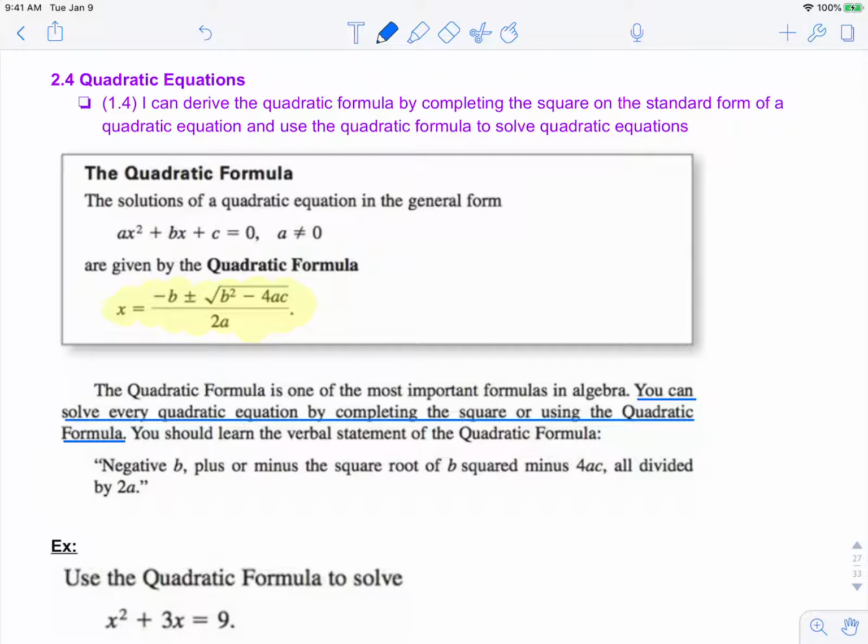You should learn the verbal statement of the quadratic formula. Negative b plus or minus the square root of b squared minus 4ac, all divided by 2a. Once you memorize the quadratic formula, applying it is quite easy.